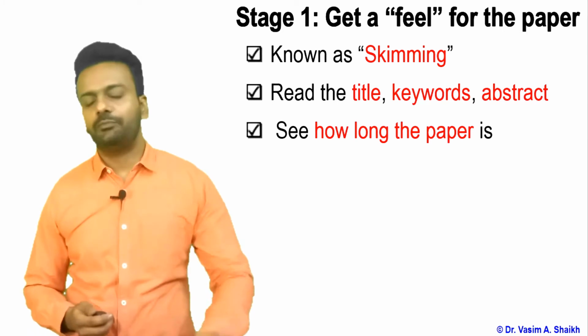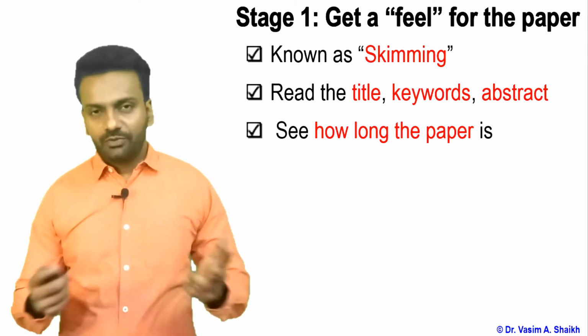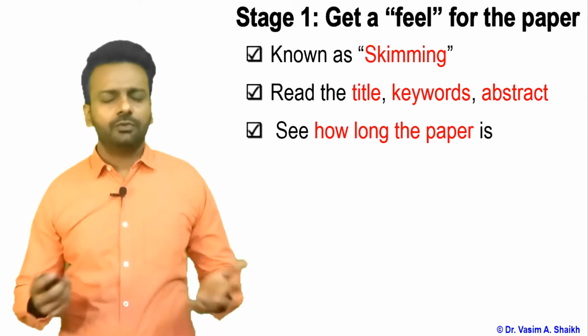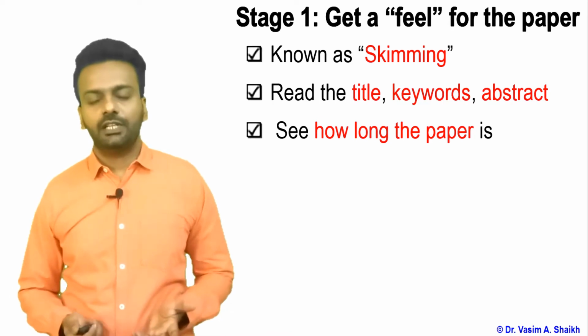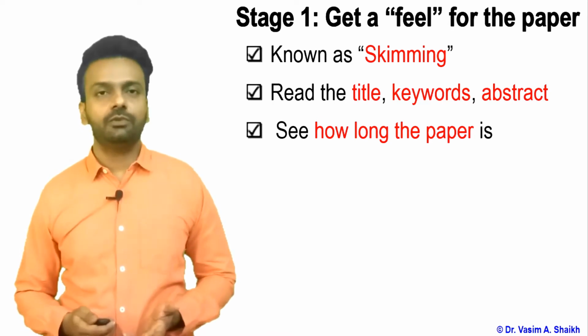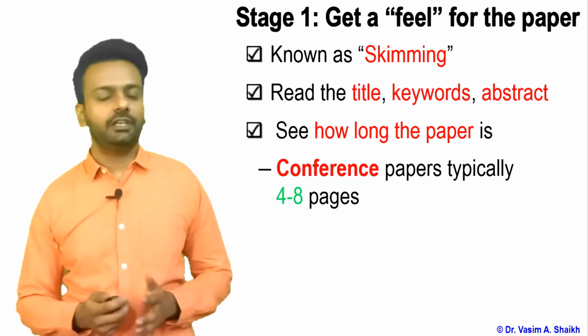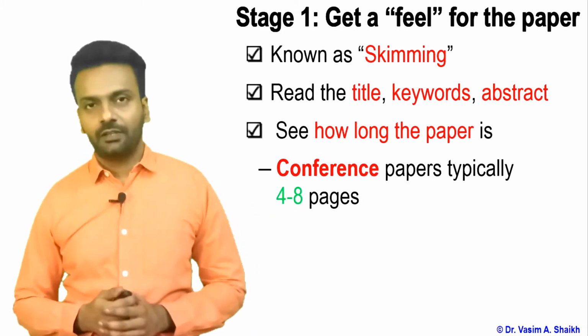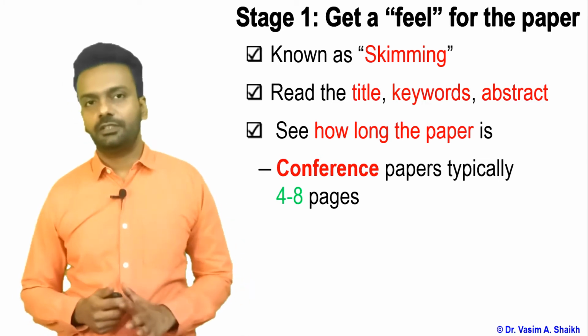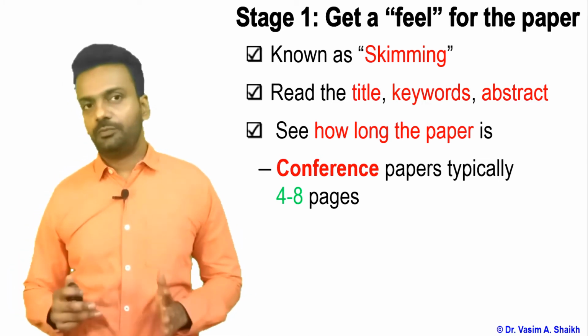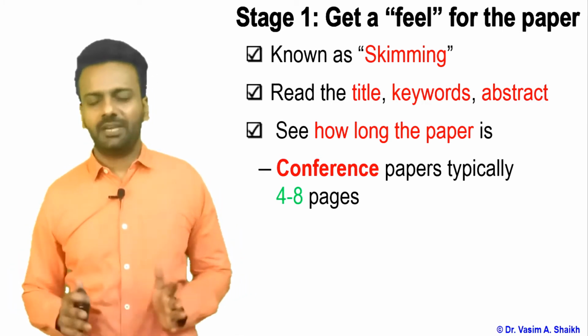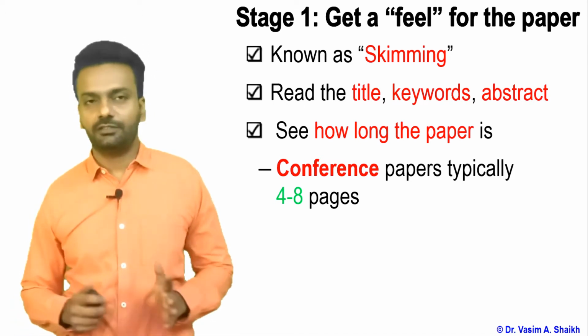Let me give you an example of the different types of paper and the length of the paper. Of course, these are approximate lengths in terms of pages. If you are reading a conference paper, generally if you see anything like Procedia or the name of the conference mentioned, a typical conference paper is around 4 to 8 pages, maximum 8 pages. There are a lot of limitations.